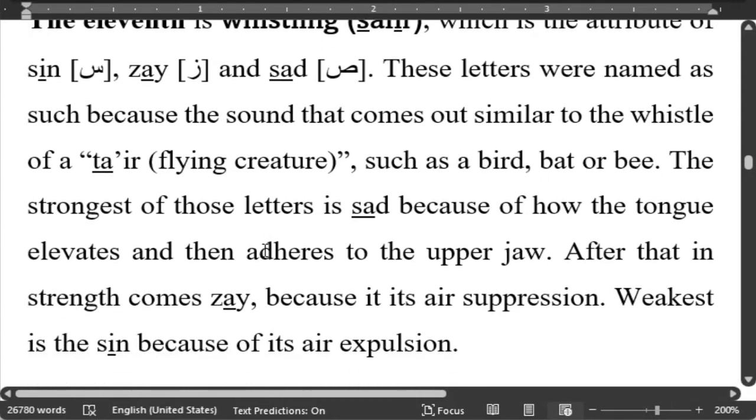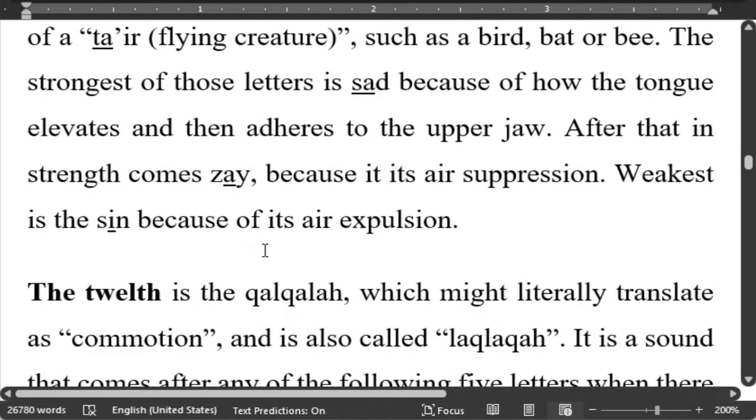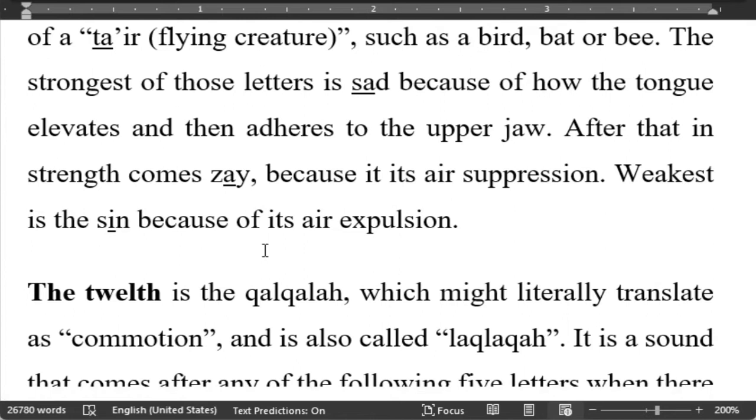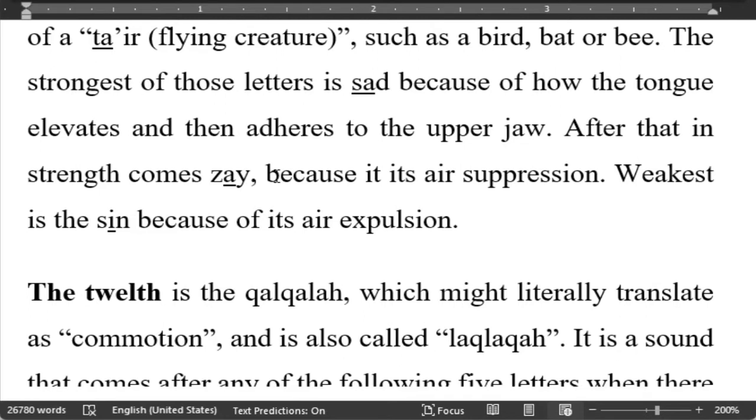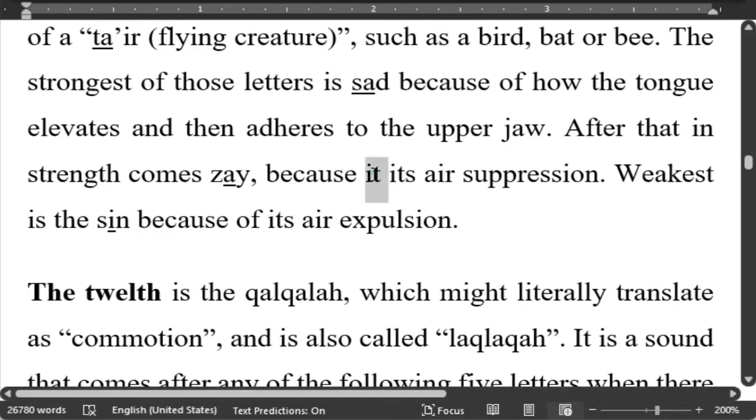The strongest of those letters is the sad, because of how the tongue elevates and then adheres to the upper jaw. After that in strength comes zay, because of its air suppression. If you remember, zay does not release the air.